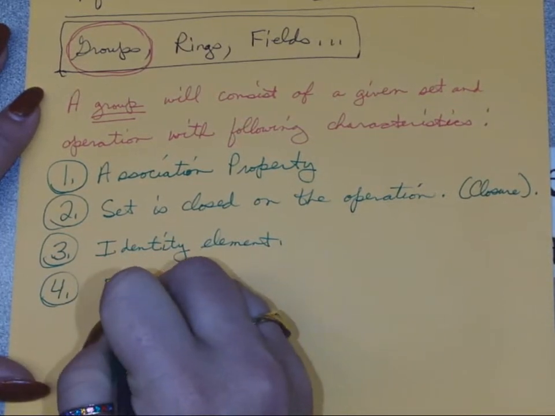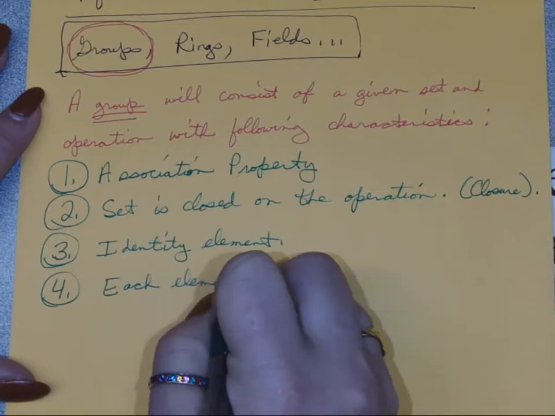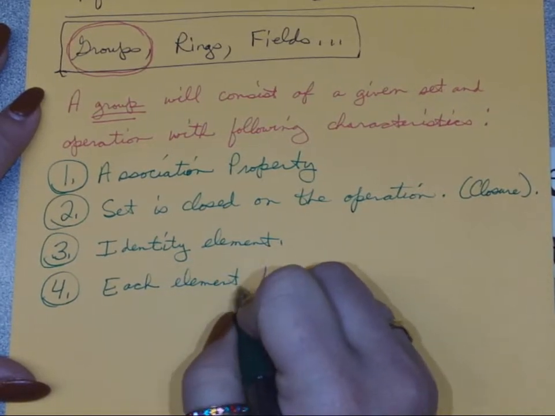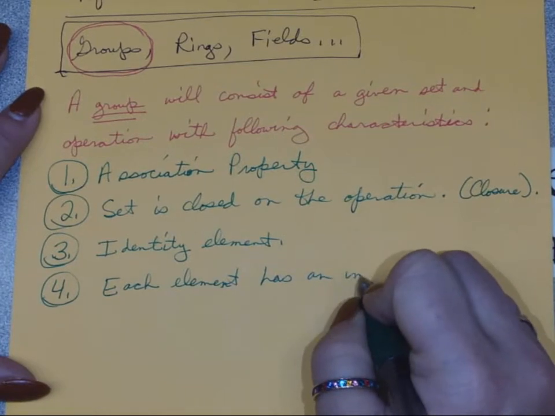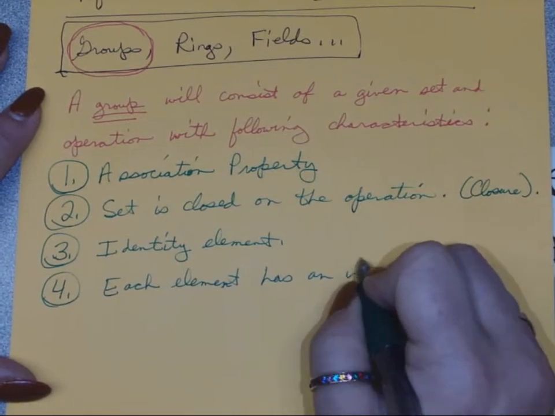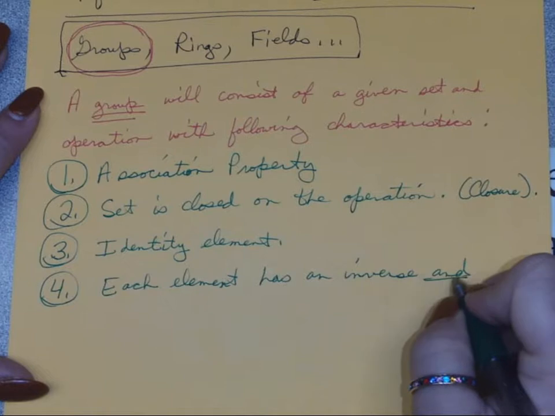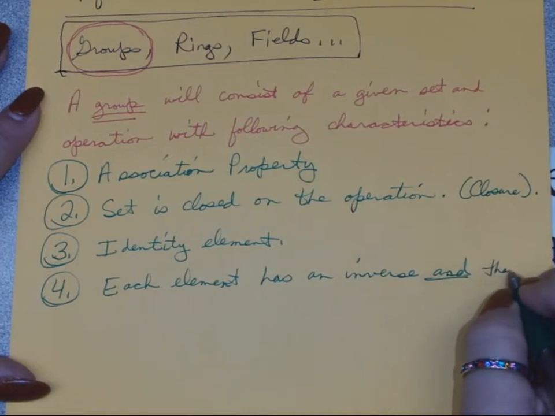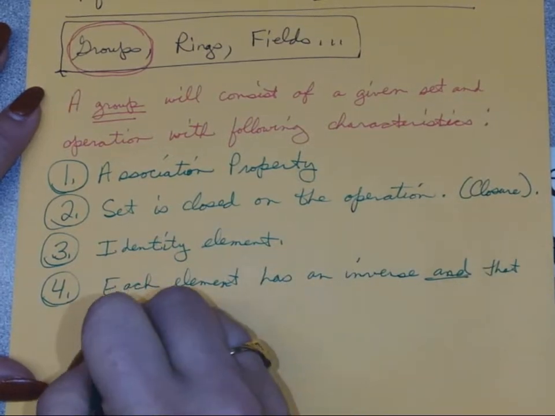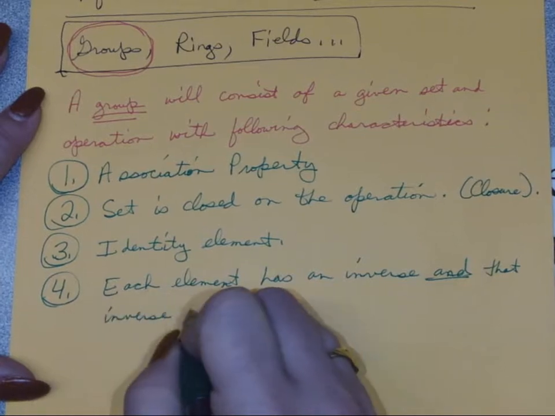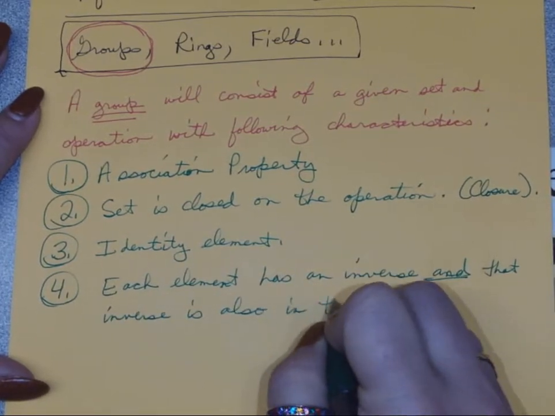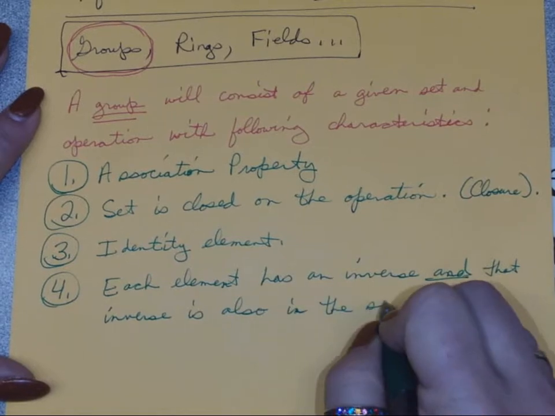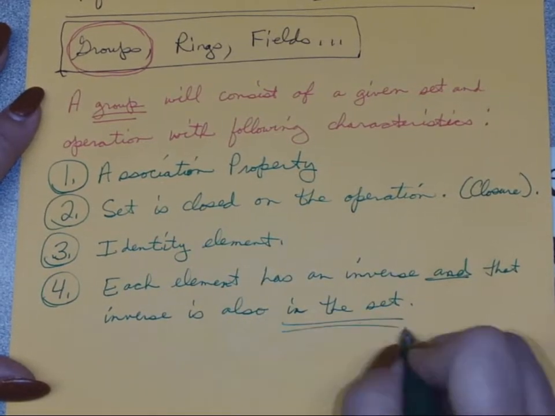And number 4, each element in the set has an inverse, and here's the kicker, that inverse is also in the set. So it can't just have an inverse, that inverse is also in the set.